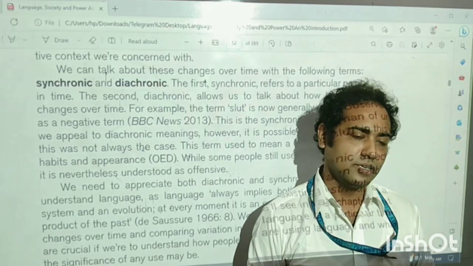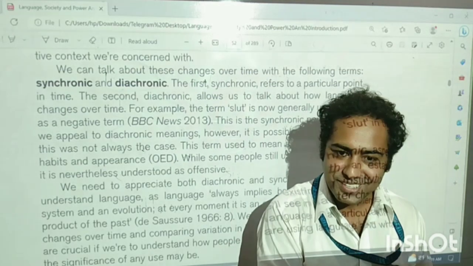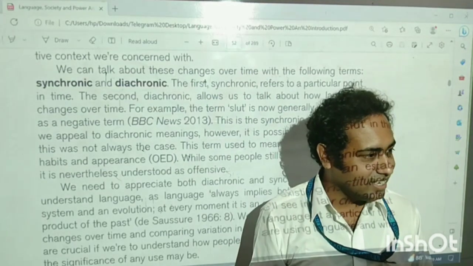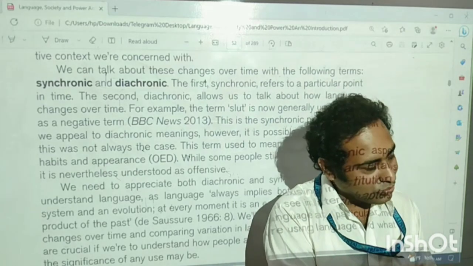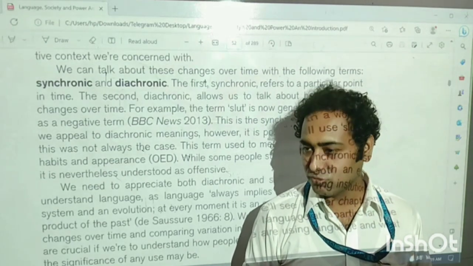So what does it mean? During 2003 and 2013, I didn't have any laptop even. But in 2023, I'm conducting classes over laptop. So many classes. What is this? It's a kind of transformation.